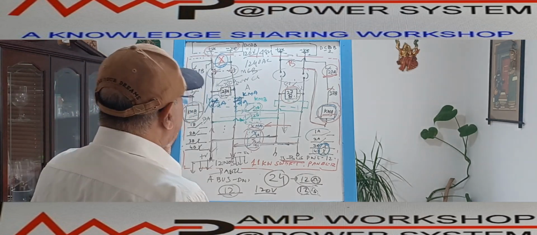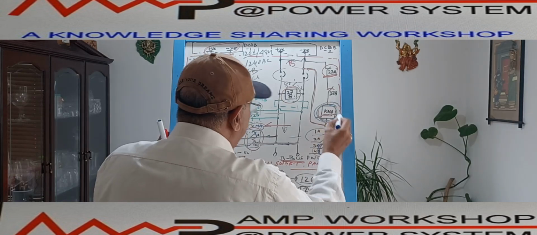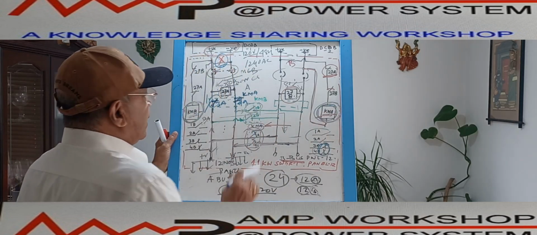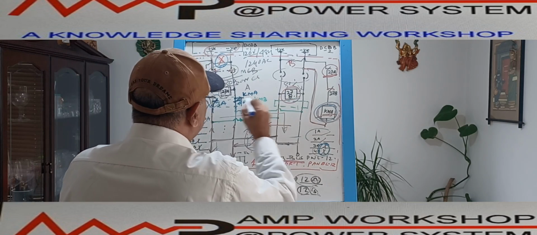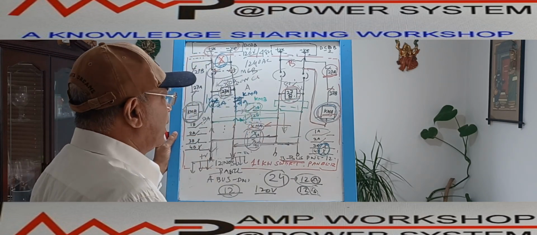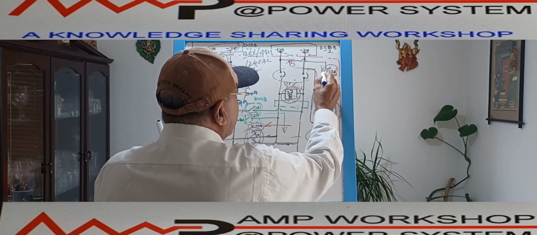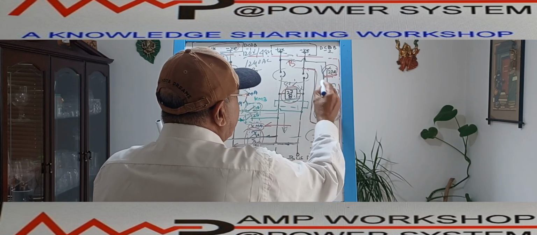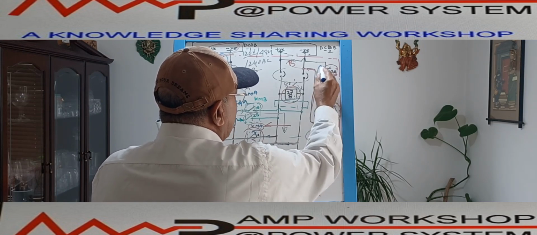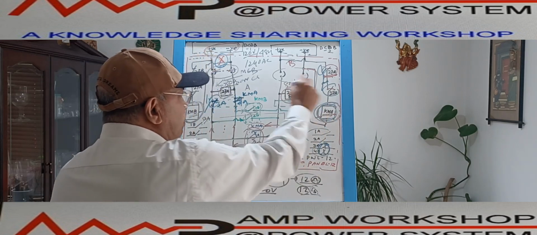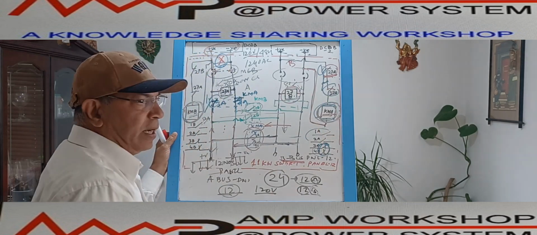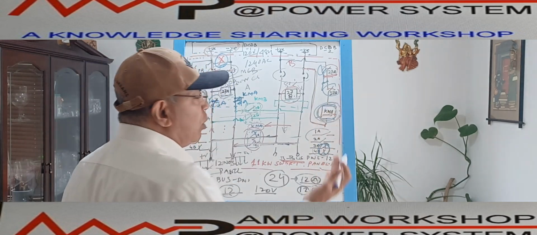Let's see. In the healthy condition, both KMA and KMB are de-energized. Why? In the normal healthy condition, both 27A and 27B are energized. The moment 27A is energized, this contact becomes NO, and this becomes NC. But as it is NO, the KMA contactor will not get any control power, so KMA will not energize.